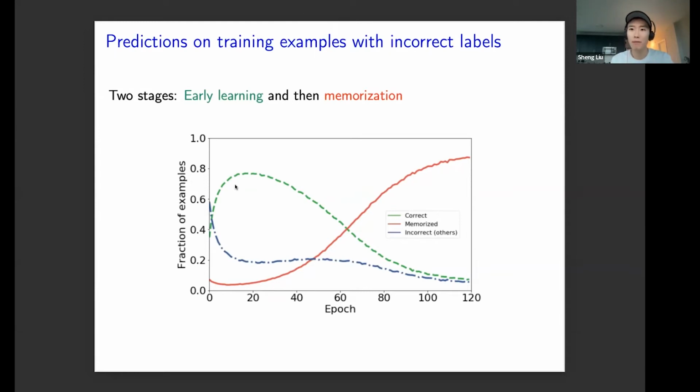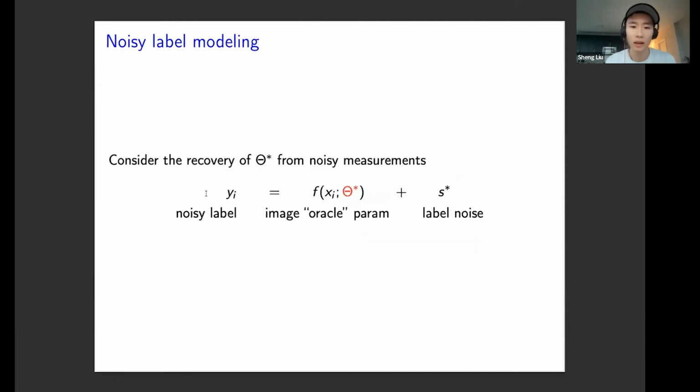Let's remember this concept and talk about how we try to model the label noise problem. Let's assume that we have a model F with the oracle parameters. The oracle parameters basically mean this model can always predict correctly. So given a cat image, it predicts cat; given a fish image, it predicts fish; and given a dog image, it predicts dog. And then the noisy label here is generated from a model that predicts correctly plus some extra term S, which we call label noise, to basically flip the label.